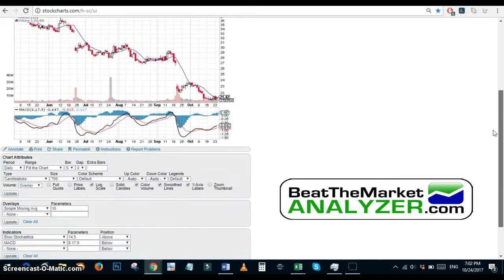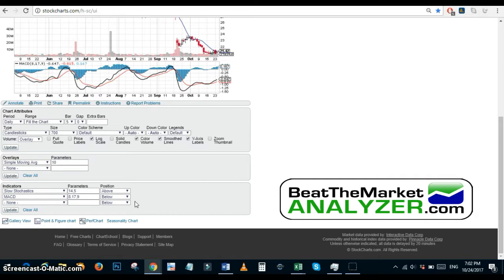All right. One thing I forgot to mention on the settings to change is we want to change this one as well, the MACD to above. So we want to have slow stochastics to above and MACD to above. I'll just update those. I apologize for not mentioning that earlier.